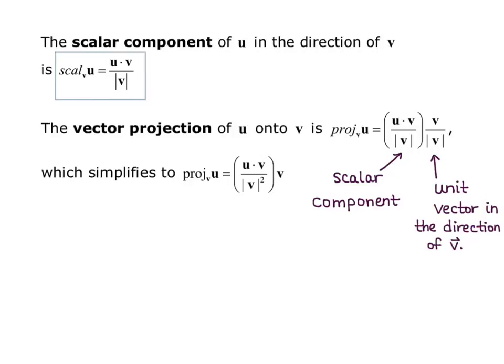Now usually you see the formula slightly differently, and it's just the simplified version of this. So this simplifies to the projection of u onto v equals u dot v divided by the magnitude of v squared times vector v. So that is the formula that we usually use in application.